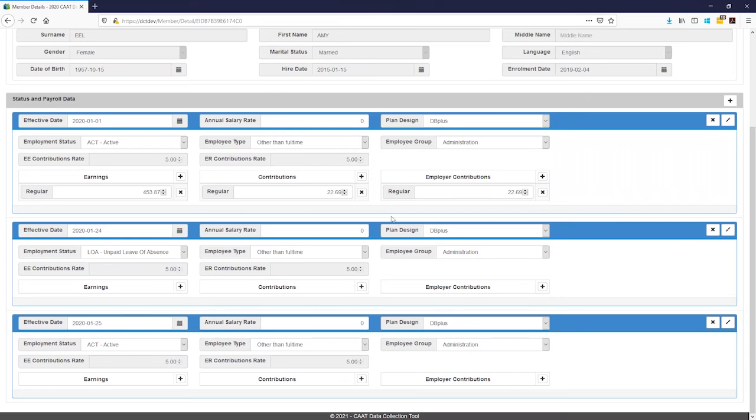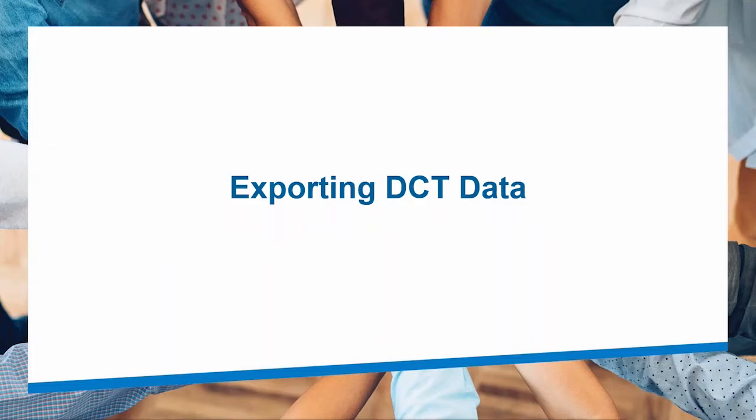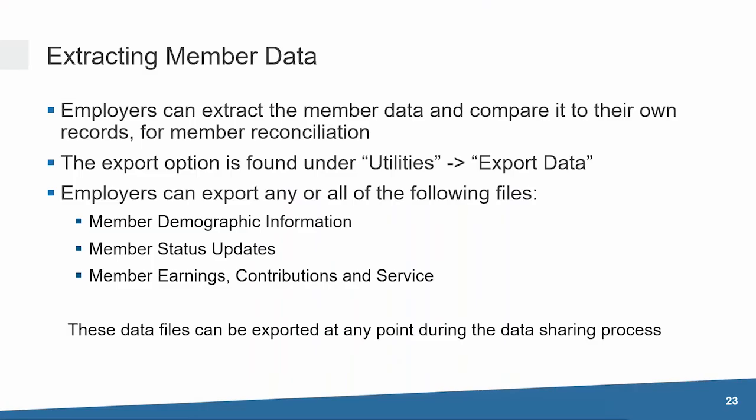The next record reflects the effective date of their unpaid leave status, and the following is their return to work status. We will now move on to exporting DCT data. You can export the DCT data and compare it to your active payroll records.